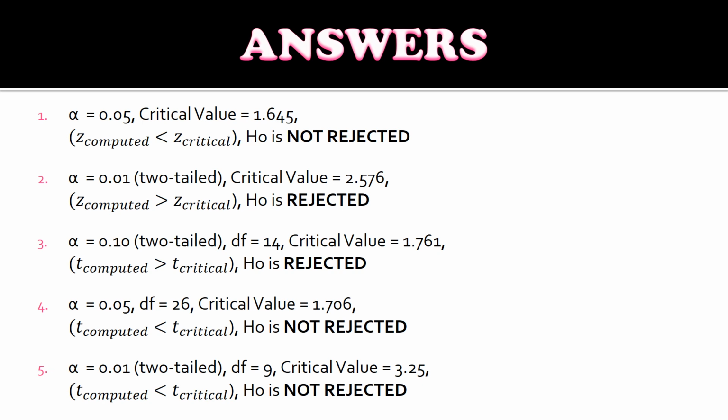And for the last number, alpha equals 0.01, so two-tailed. Degrees of freedom equals 9. So the critical value is 3.25. So the computed t is less than the critical value of t. So our null hypothesis is not rejected.